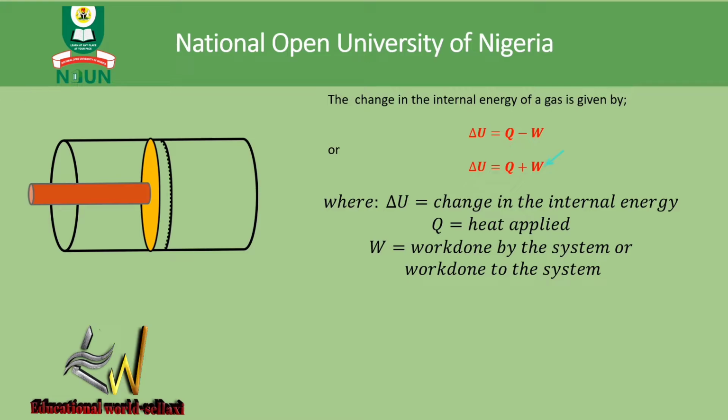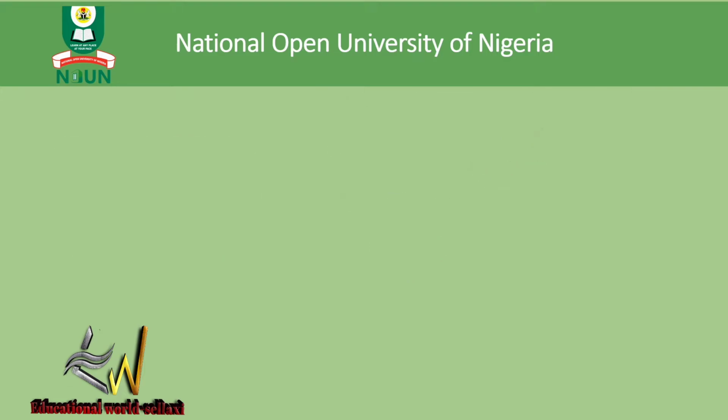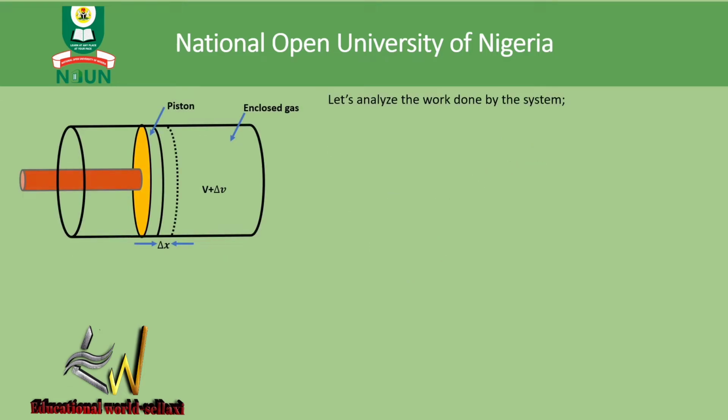So when work is done by the system to the surrounding, the internal energy will be reduced because the work will be negative, because the work is stemming out from the internal energy of the gas. Whereas once work is done on the system, then the internal energy will be increased. That is that. So now let's go ahead to analyze the work done by the system.